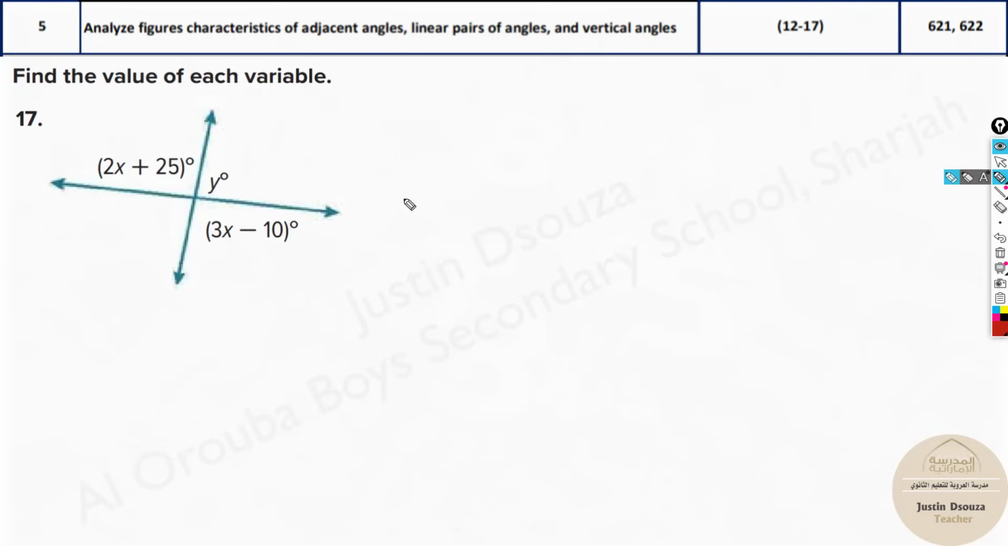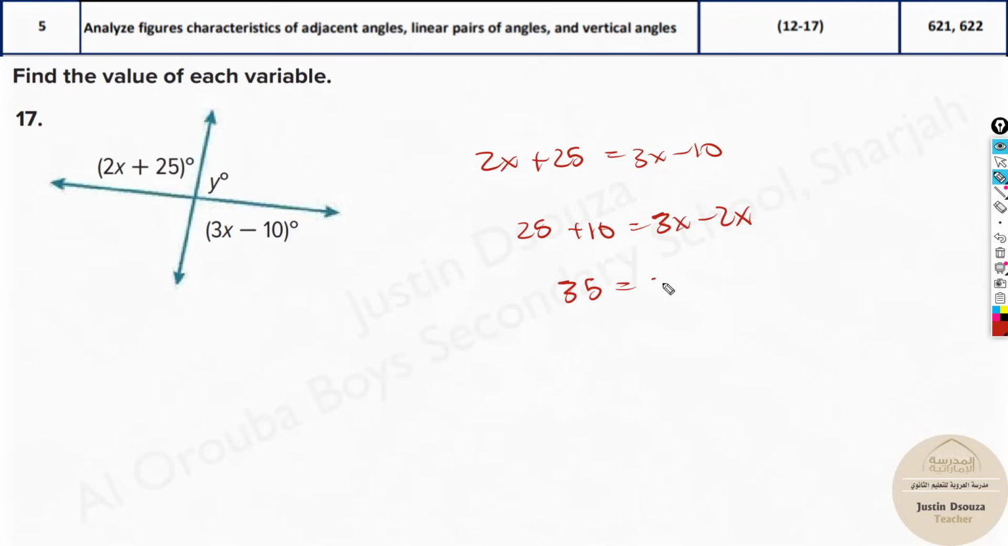If you want to manually solve it, you need to equate the vertically opposite angles, vertical angles. 2x plus 25 equals 3x minus 10. 10 goes to the other side and 2x to the other side. Here, the variable having the smaller coefficient moves to the other side. So it will be 25, 10 to the other side will be plus 10 equals 3x minus 2x. Now when we solve this, it will be 35 equals x. So x is 35.